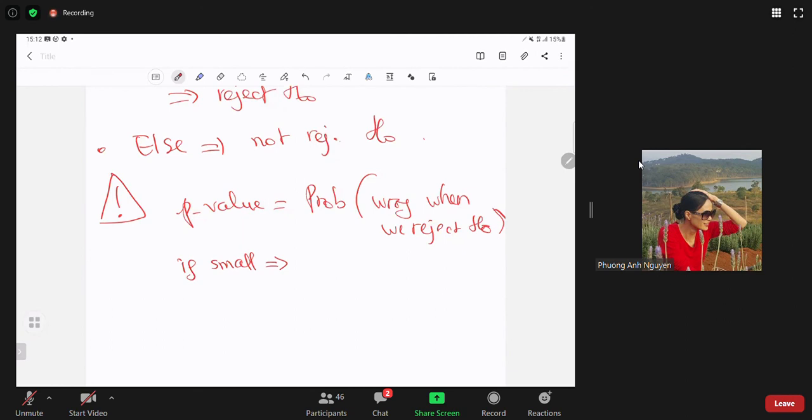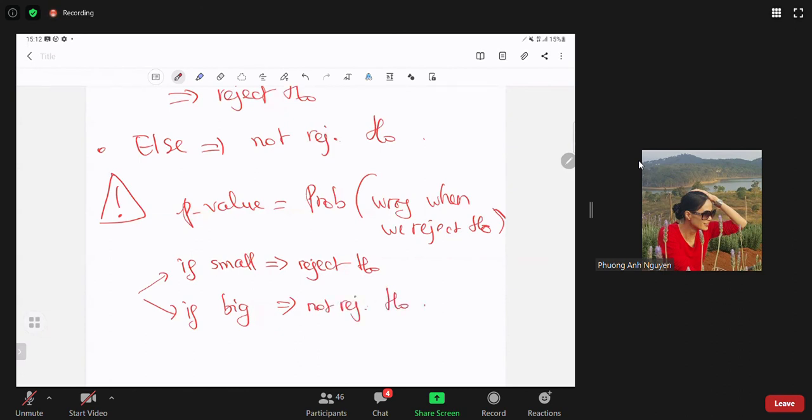Okay, if the p-value is small, then the probability of being wrong when we reject H0 is small, so we reject H0. If the p-value is big or large, then the probability of being wrong when we reject H0 is big. Of course, we don't want the probability of being wrong to be big, right? In this case, it is better not to reject H0.